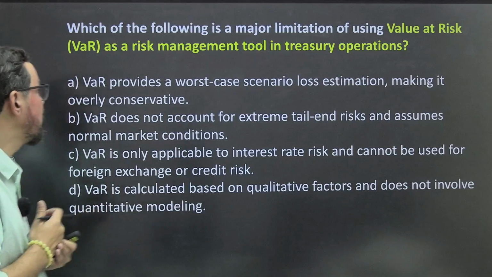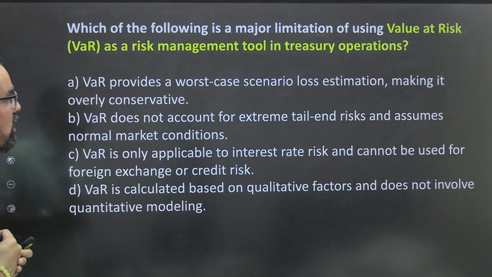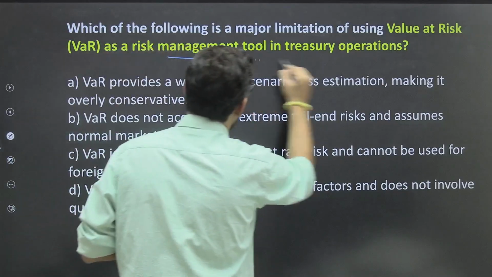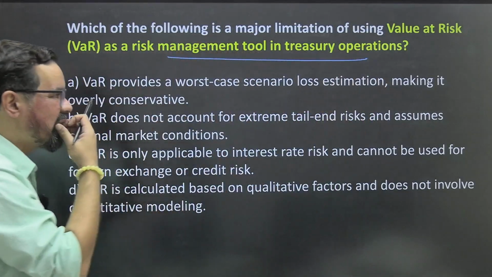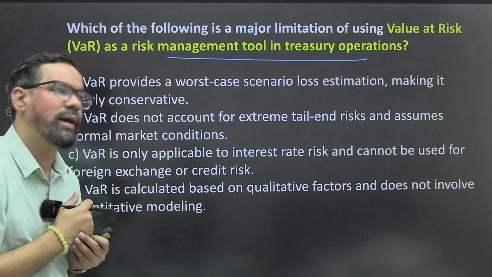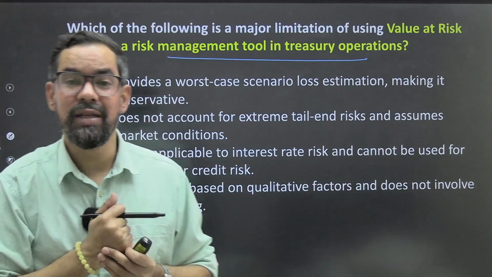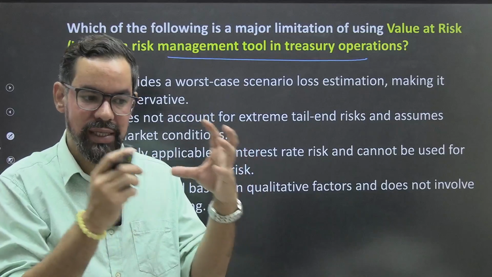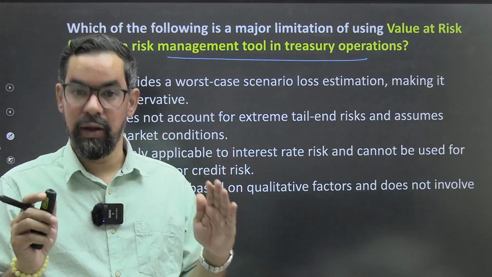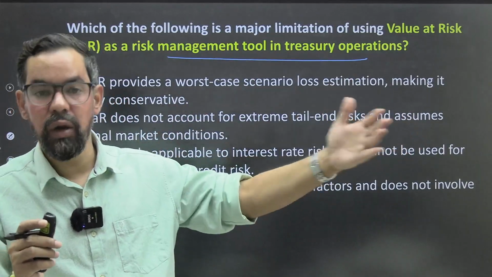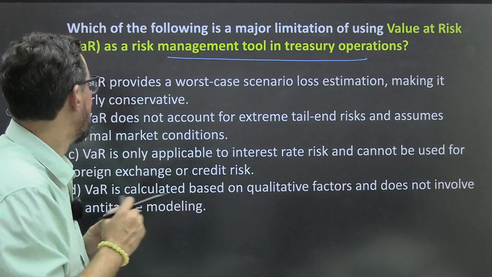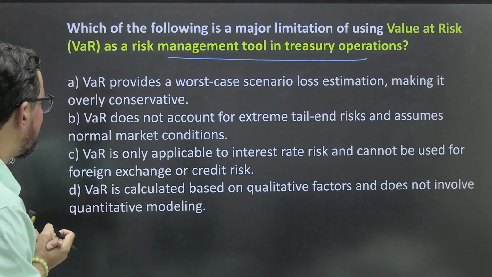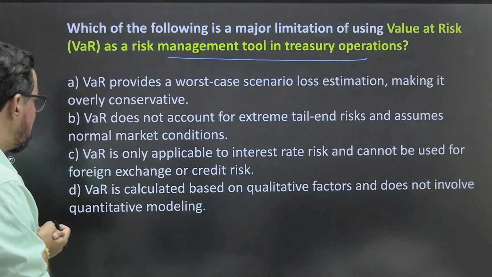Next one. Which of the following is a major limitation of VAR as a risk management tool in treasury operations? So the limitation of VAR is that it is limited to a defined time horizon, confidence level, and normal market conditions. It is not suitable for abnormal market conditions, right? So VAR provides a worst case scenario loss estimation, making it overly conservative.